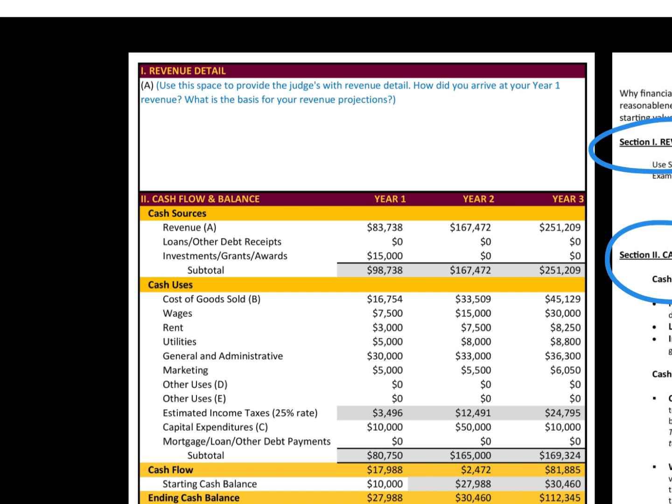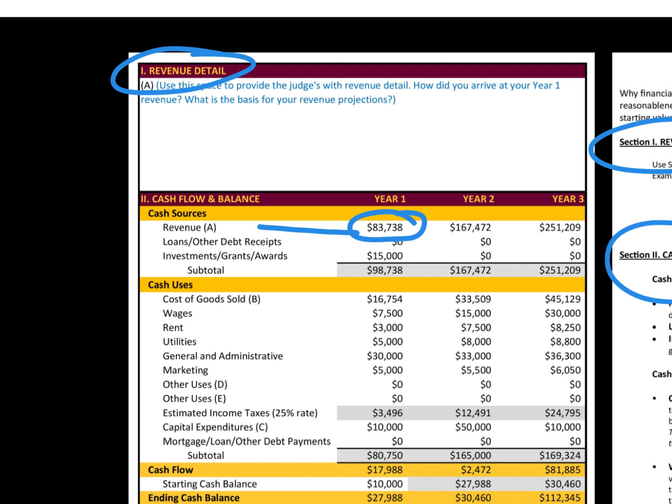Section 1, revenue. Look here, we say, okay, $83,738 in revenue year one. What does that number mean to the judges? It simply says that you expect to have $83,000 in revenue in year one.